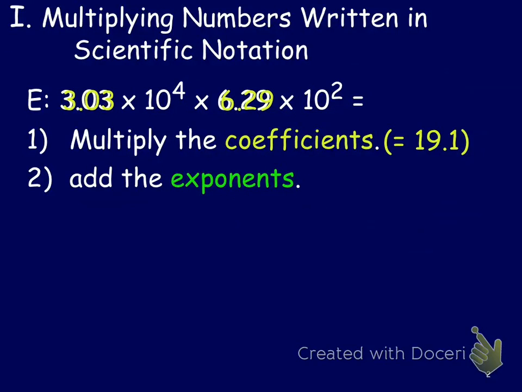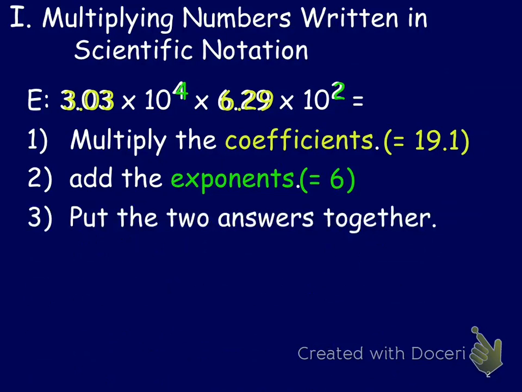Now, what you're going to do is add your exponents. Remember, your exponents are the 4 and the 2. When you add them together, you get 6. And last, you're going to put those two answers together. So you've got 19.1 times 10 to the 6th power.